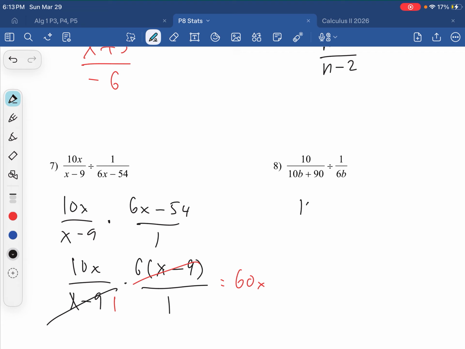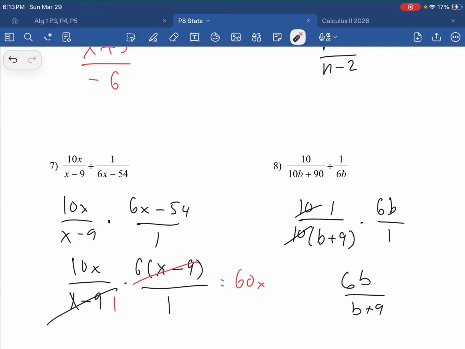This one here, I could have 10 divided by, I'll factor out 10 from 10b and 10 from 9, left over with b plus 9. And I'm multiplying by 6b over 1. 10 and 10 are going to cancel, I'm left with a 1 in the numerator, and I get 6b divided by b plus 9.